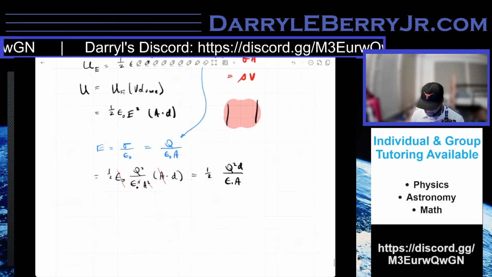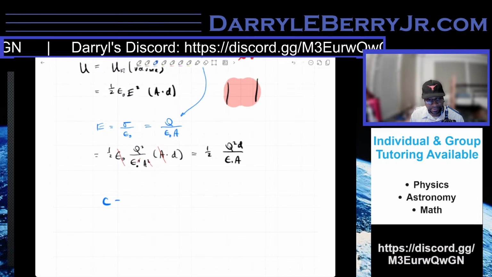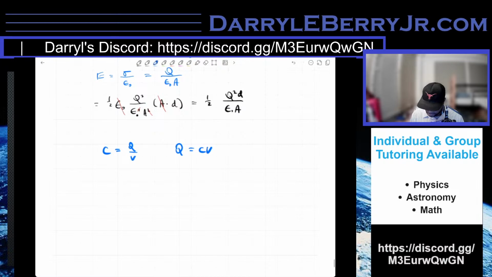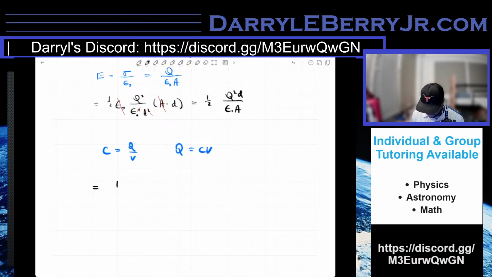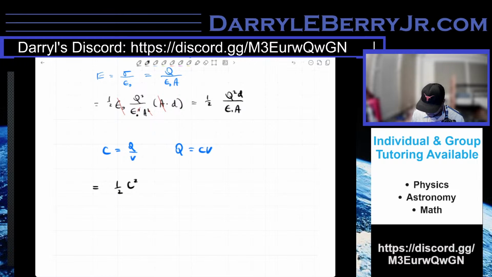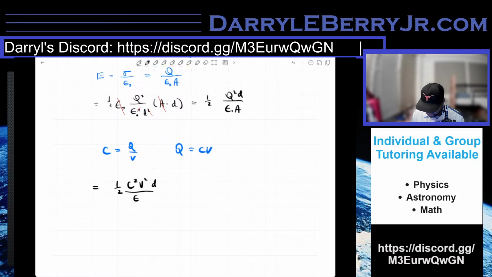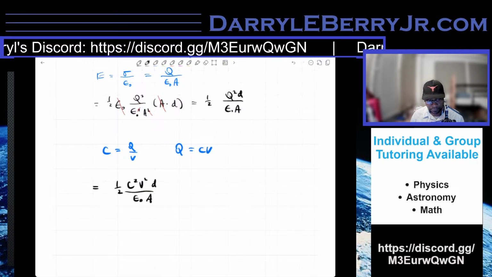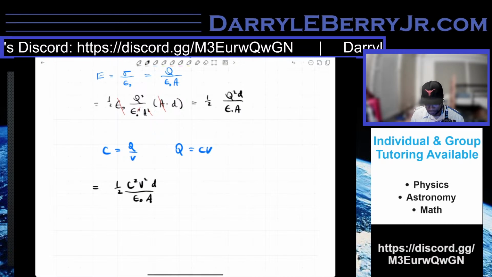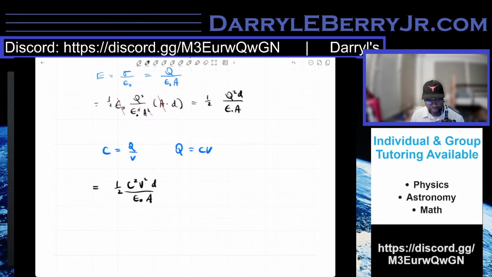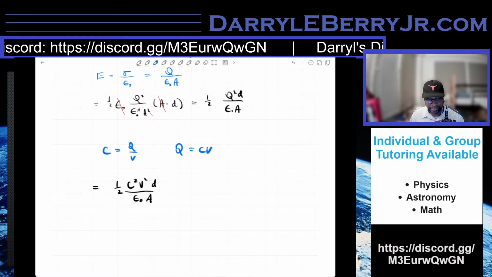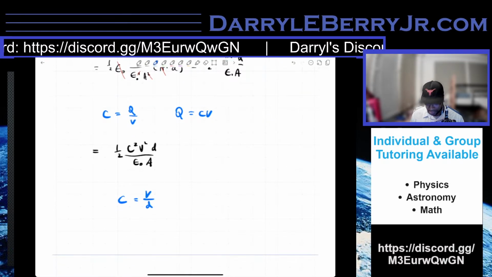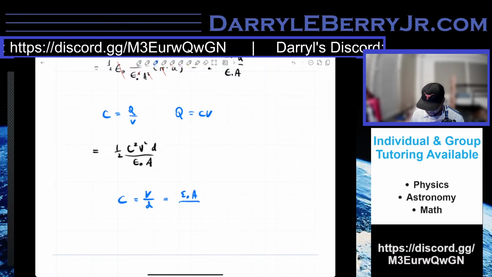That looks good so far. And remember that C equals Q over V. So Q equals CV. When I plug that in, we have 1/2 C squared V squared D over epsilon naught A. That looks good. And the last thing we have is C equals V over D, which equals epsilon naught A over D.